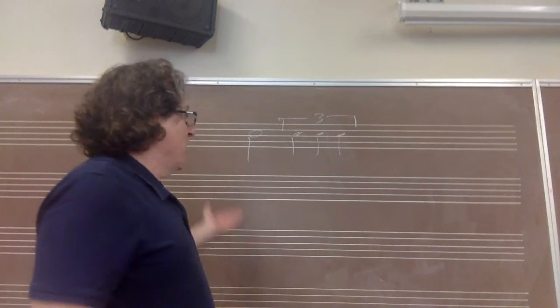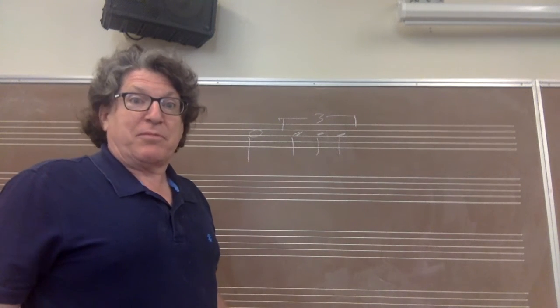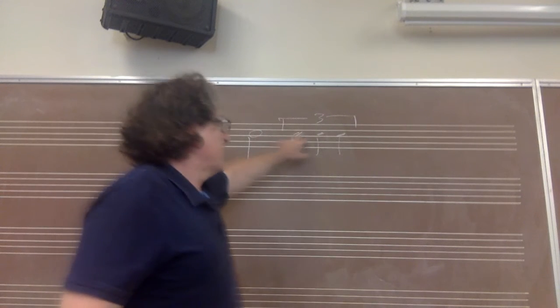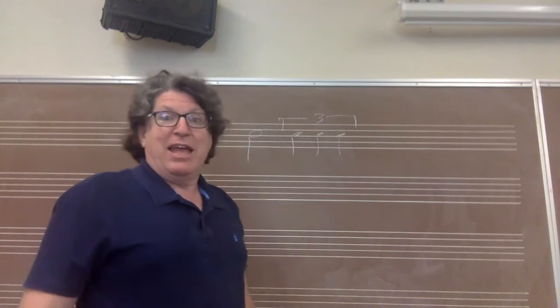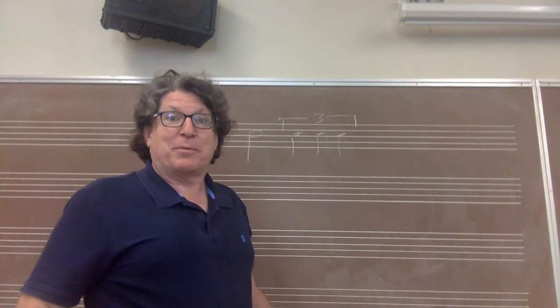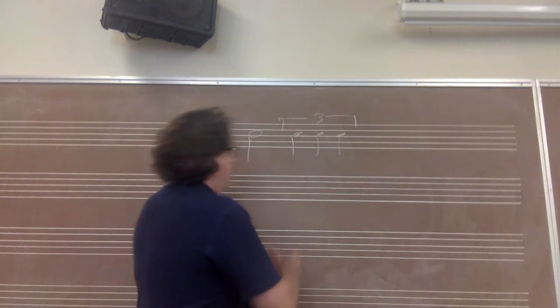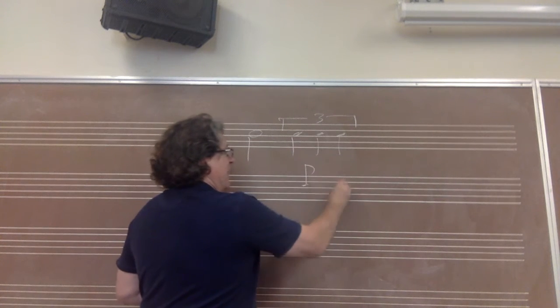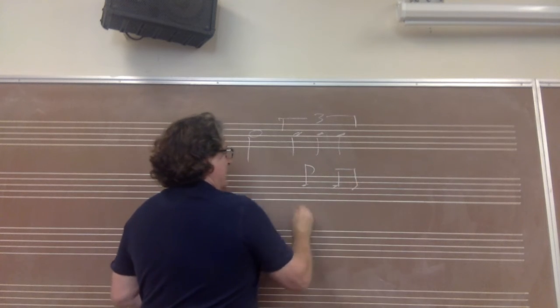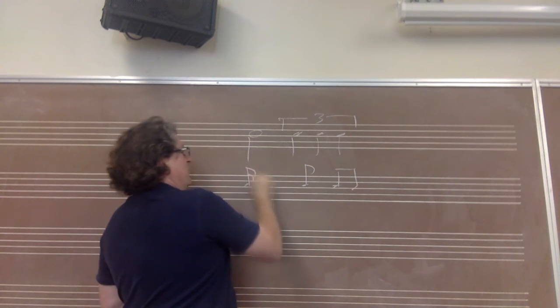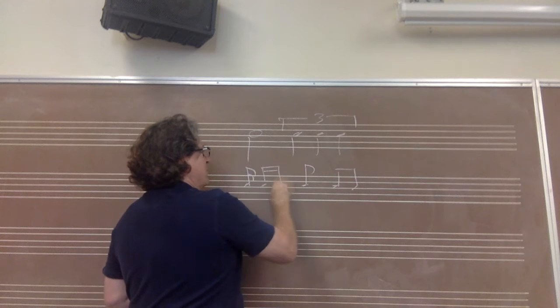Well, that's basically all there is to rhythm. We just have to learn to see these symbols, the closed-in ones, the open ones, and the beams and the flags. Remember, they're equivalent. So an eighth note has 1 flag or 1 beam. A 16th note has 2 flags or 2 beams.